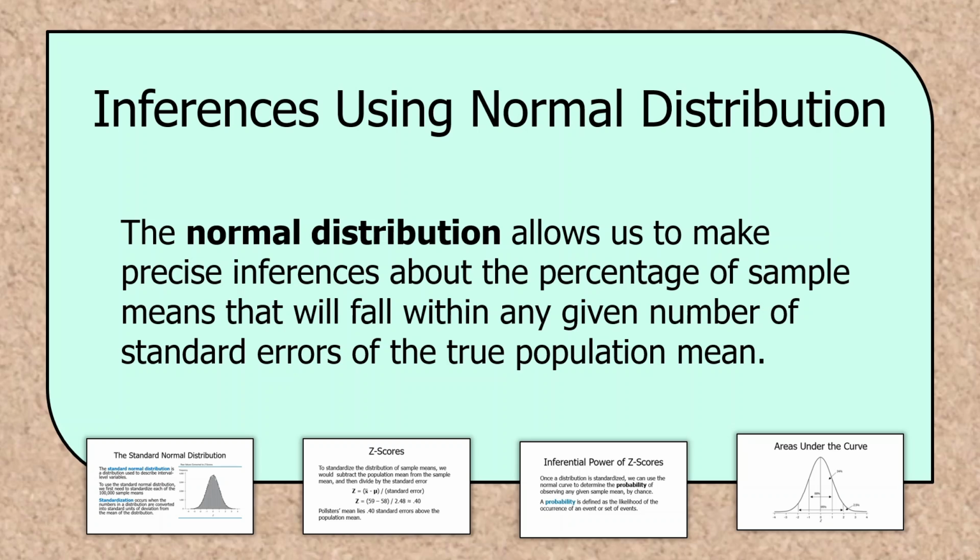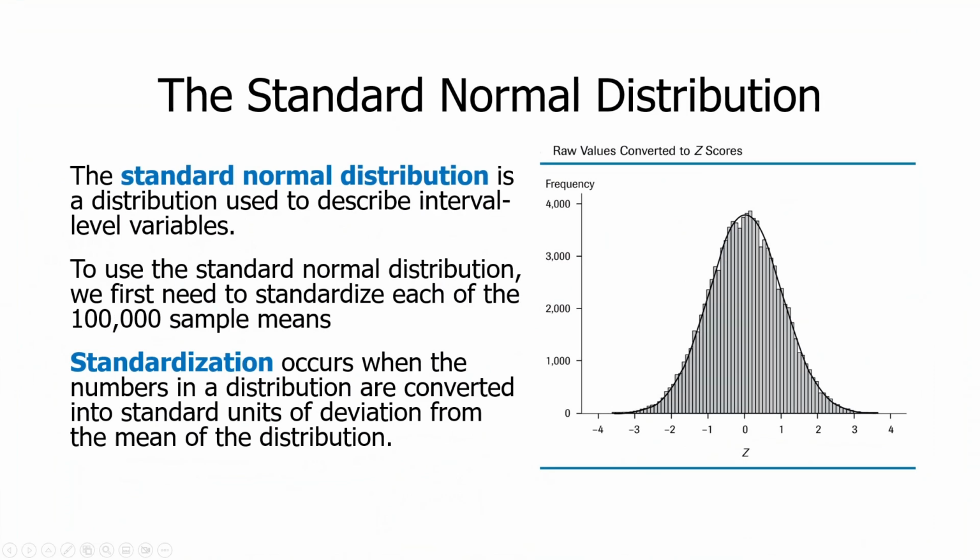To get to the inferential power of the normal distribution, we need to standardize each of those observations, each of those sample means, and transform them into units of standard errors. When you do it, it looks like this. So for example, any sample mean that falls right on the population mean of 58 has a z-score of 0.